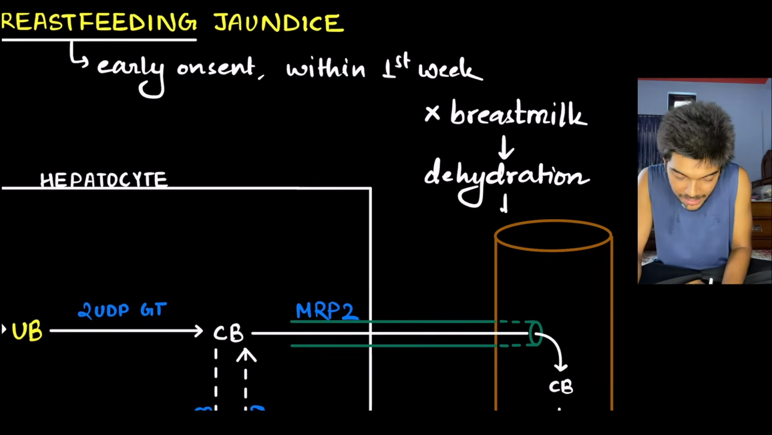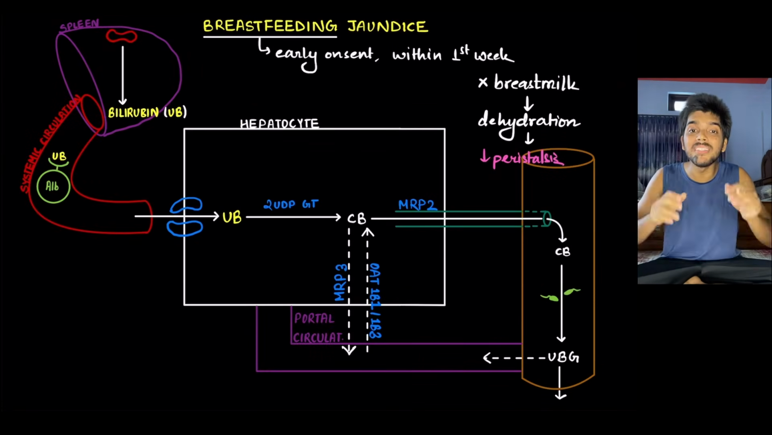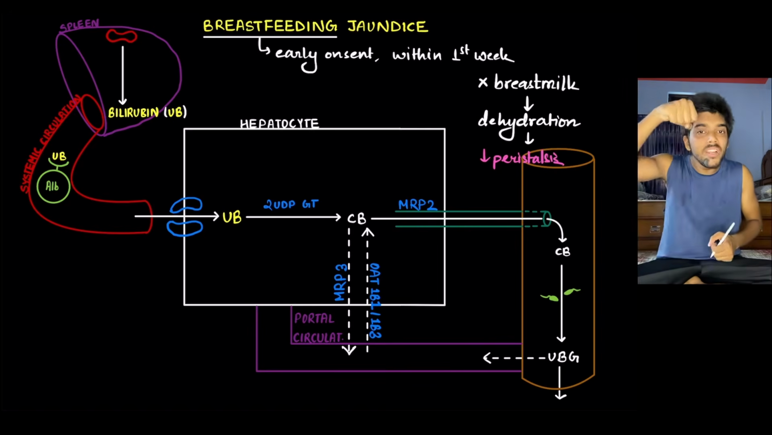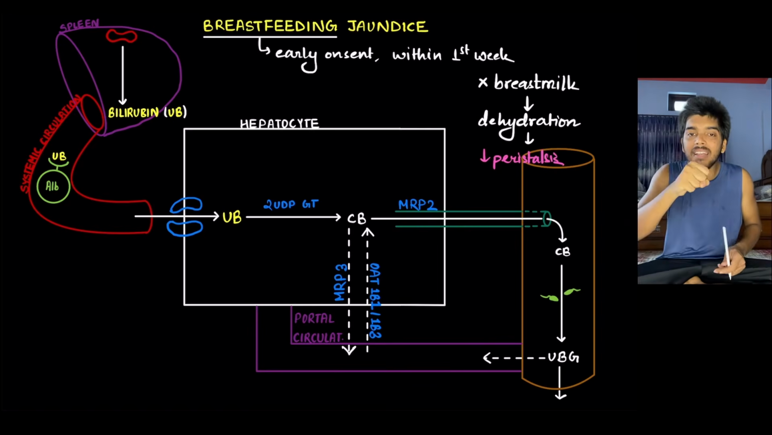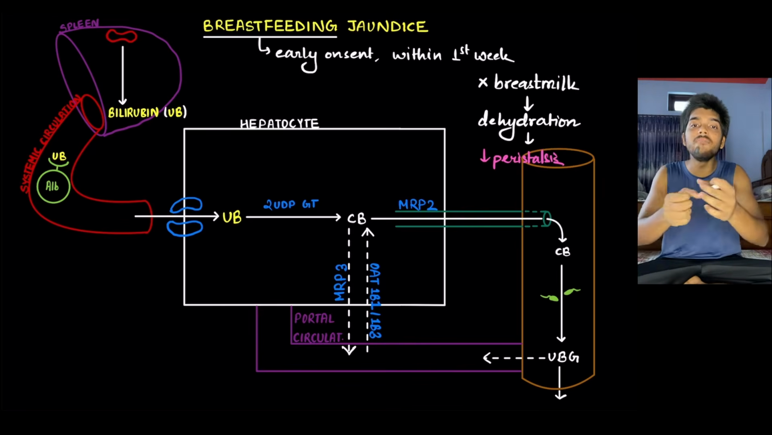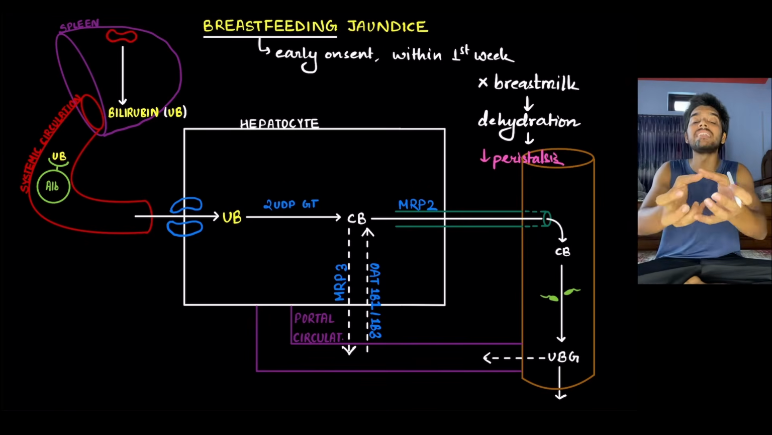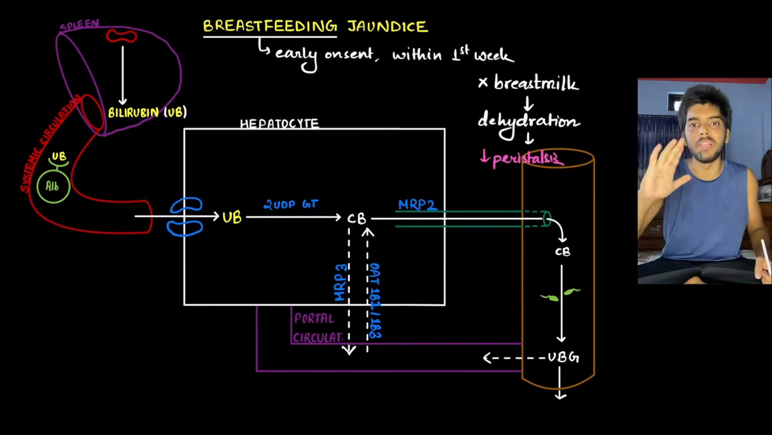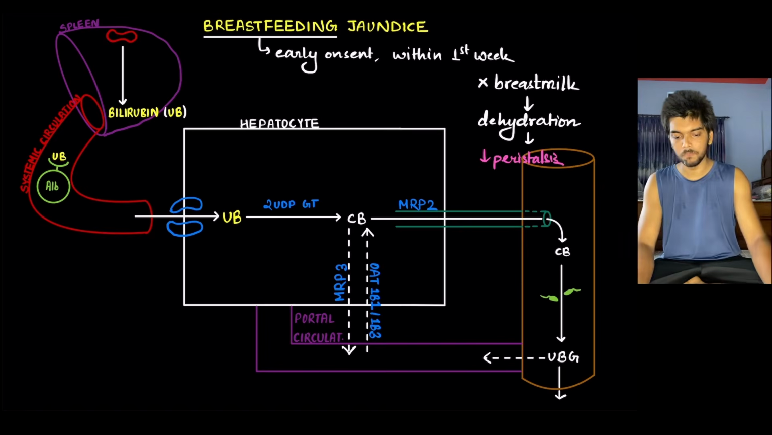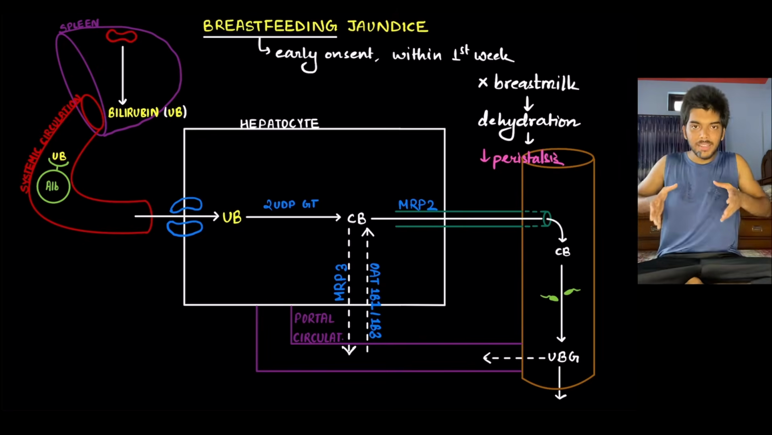Dehydration leads to decrease in peristalsis. Since peristalsis is not happening, the content of the GIT is not moving, so there is more time for absorption. More bilirubin present within the GIT gets absorbed, leading to hyperbilirubinemia. And that is it. One last revision. There's a newborn.